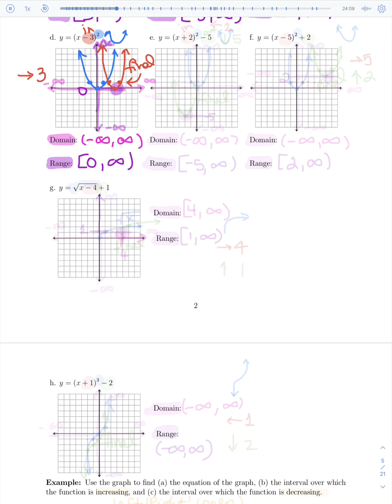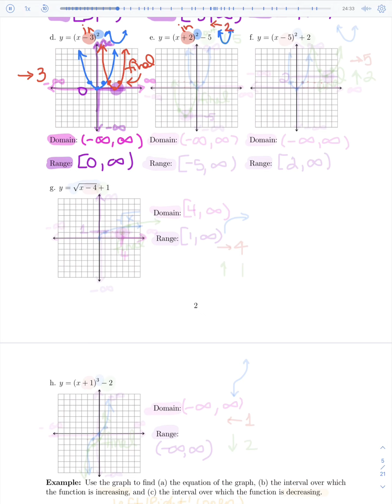Let's take a look at E. In problem E, again, we have something that's squared, so again, we're going to be dealing with the U shape. This time we've got two parts, though. We've got a +2 on the inside. Anything on the inside is going to shift us left or right. Well, remember, a +2 is actually going to shift us to the left 2.